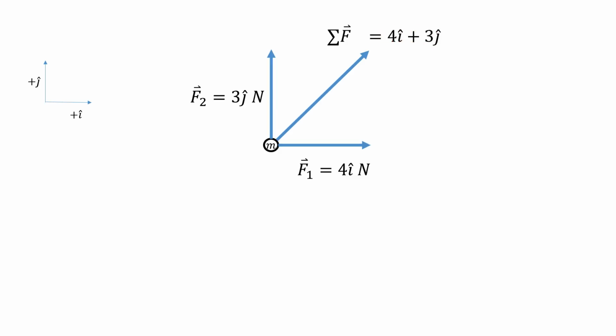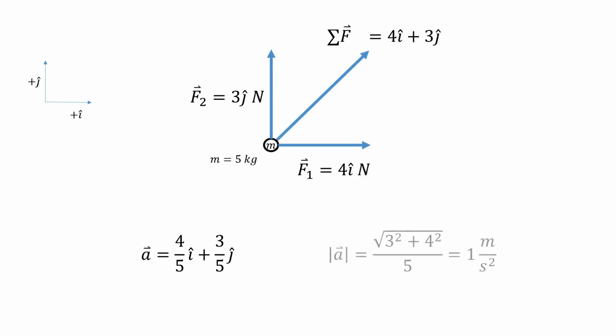If we know the mass of the object to be 5 kilograms, then we can calculate the acceleration the object will undergo as 4/5 i hat plus 3/5 j hat, which would have a magnitude of precisely 1 meter per second squared in the direction of the net force.